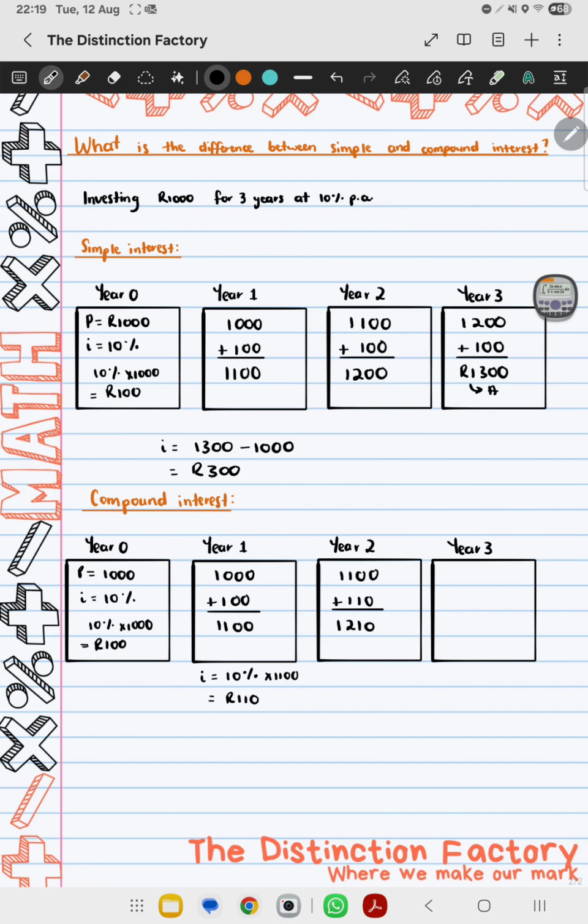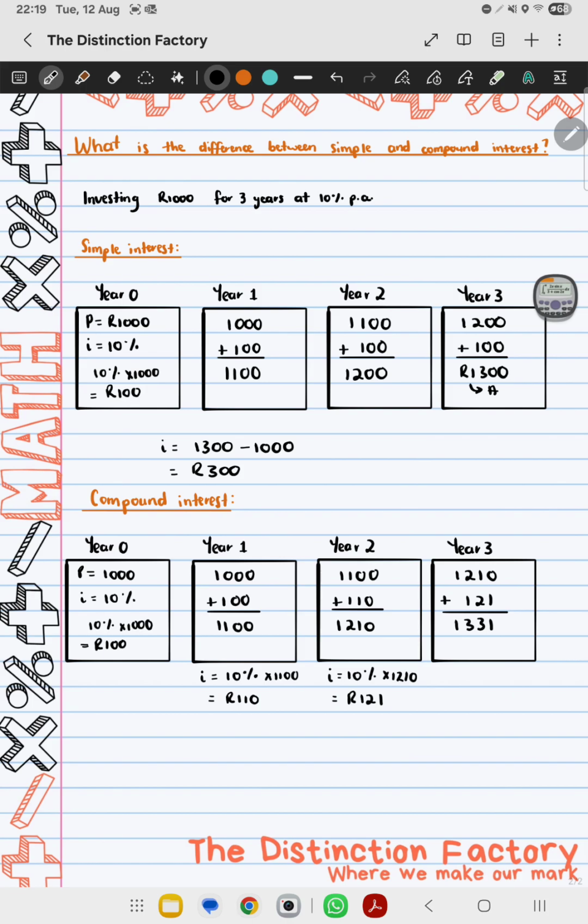Then we're going on to year 3. So we'll have to calculate a new interest amount that is added to our account. So we are going to calculate 10% of what is currently in the account, which is 1,210 Rand, giving us an interest amount of 121 Rand. So for year 3, they take what is currently in your account and they add the interest on top of that. This totals up to give you 1,331 Rand at the end of your 3 years.